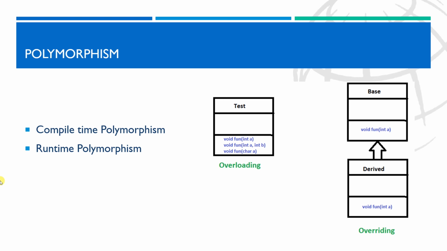The compile time polymorphism is also known as static polymorphism. This type of polymorphism is achieved by function overloading or operator overloading. Method overloading: when there are multiple functions with the same name but different parameters, these functions are said to be overloaded. Functions can be overloaded by a change in the number of arguments or a change in the type of arguments.